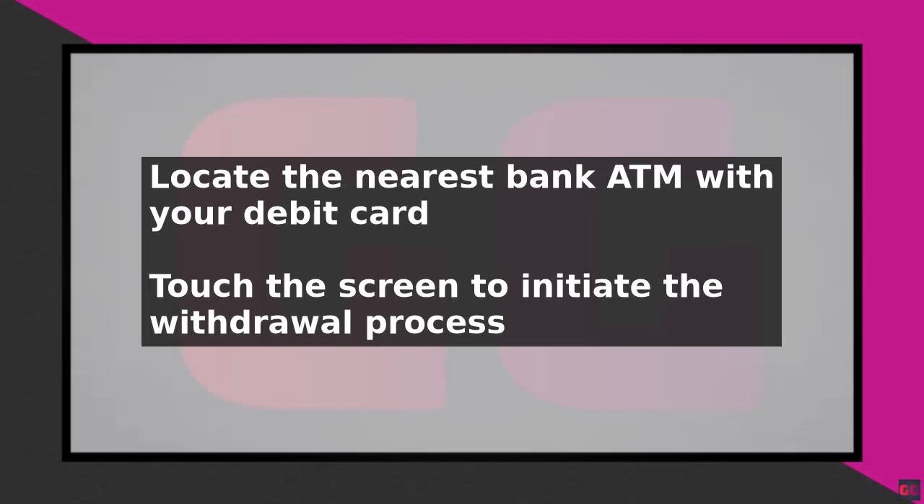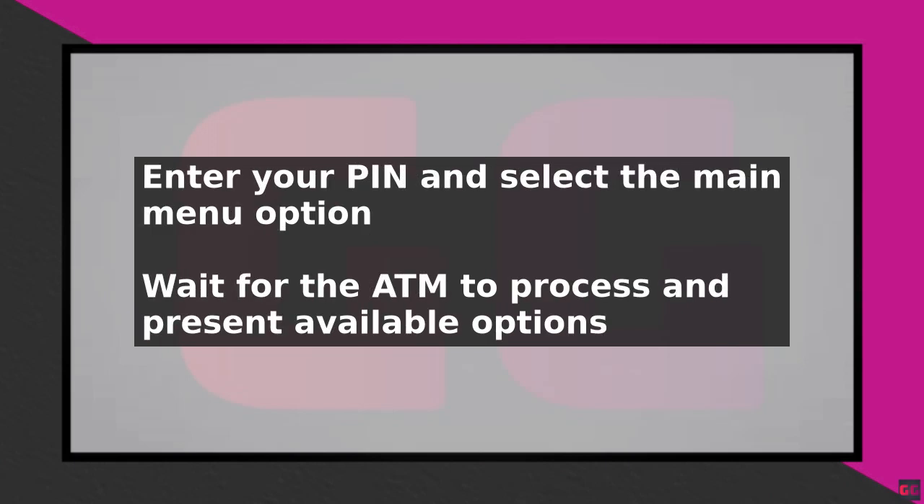To withdraw money from an ATM, start by taking your debit card to the nearest bank location. Once you've located the ATM, touch the screen to initiate the process. After a few seconds, you'll be prompted to enter your PIN. Once you've done so, select the main menu option.